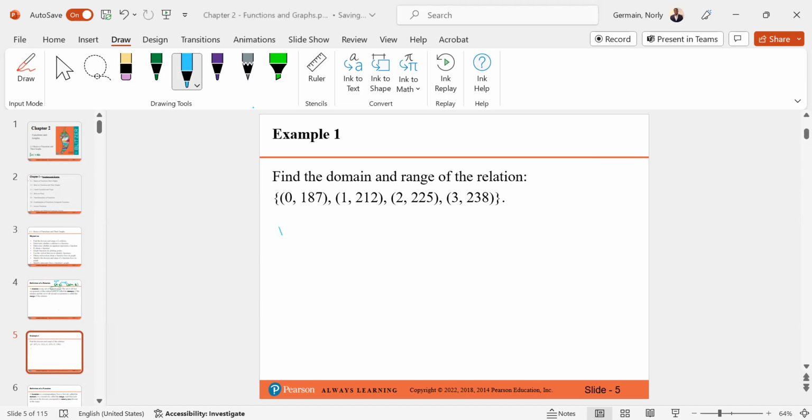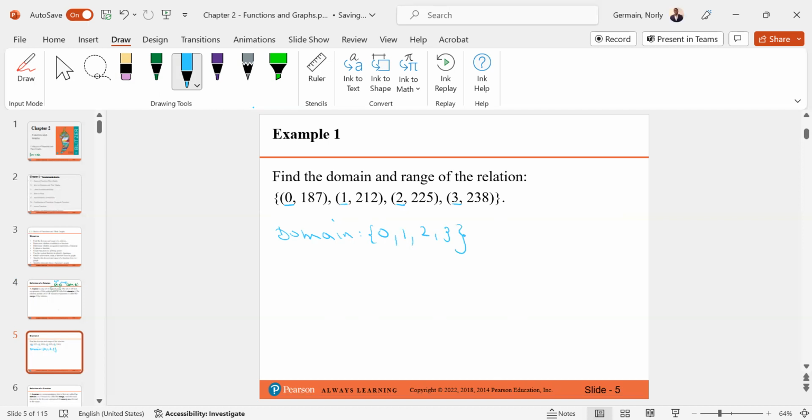So what's the domain? If you remember, look at here, what would be the first components? We're gonna make a list of all of them, okay? The first components, yes, we have 0. In the second ordered pair, we have 1. In the third one, we have 2. In the fourth one, we have 3. So that's the set of all first components.